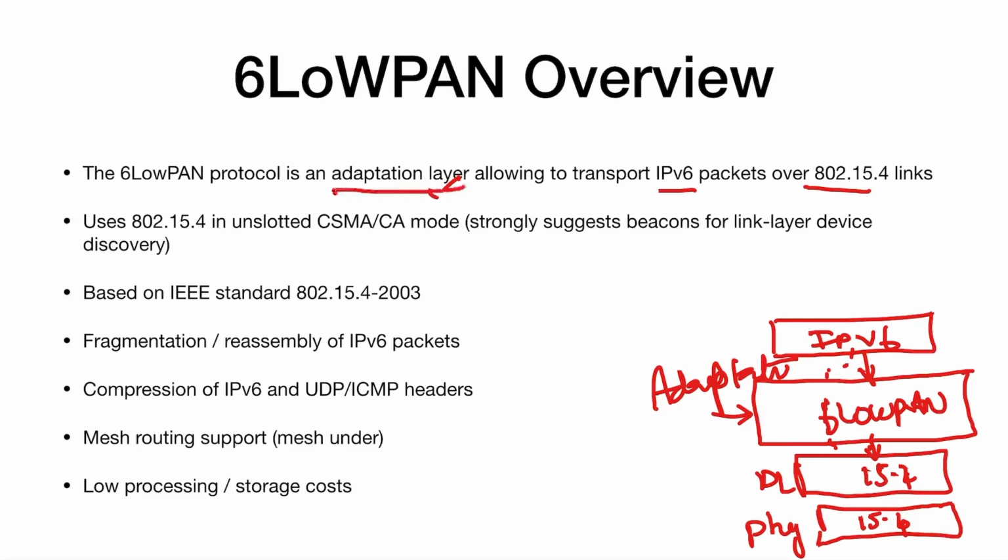It uses 802.15.4 with unslotted CSMA-CA, that is collision avoidance, and strongly suggests beacons for link layer device discovery. It is based on CSMA-CA, which means many devices can send packets at once, and there is a collision avoidance technique. It is based on the 2003 802.15.4 standard. Fragmentation and reassembly of IP version 6 packets is possible, as is compression of IP version 6 and UDP and ICMP headers. Mesh routing support is there, with low processing and storage cost. So these are the different things that 6LoWPAN can hold.